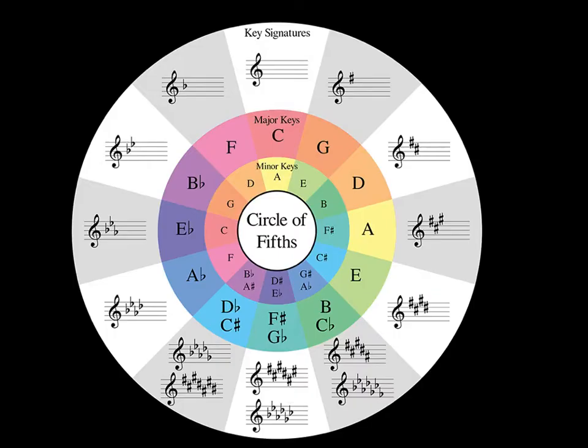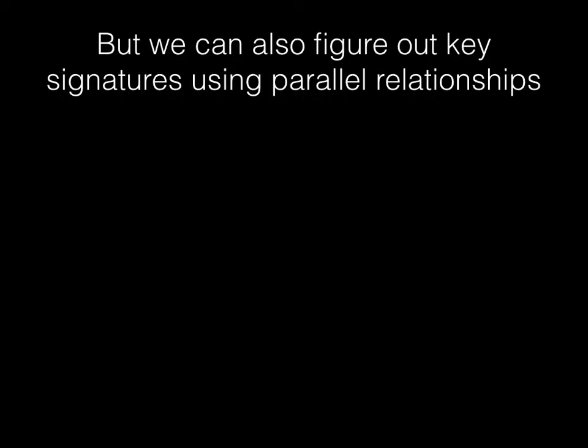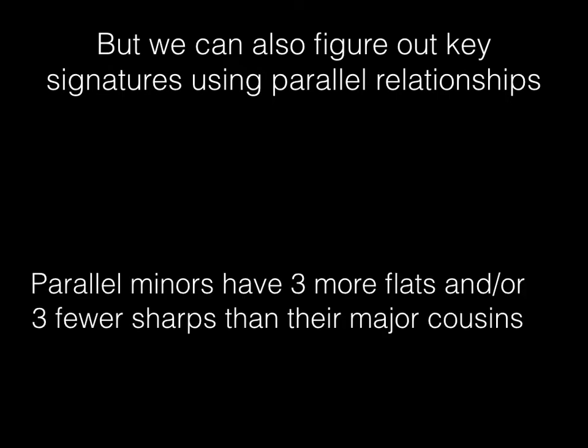And so this all together will look like this, where you've got your major keys and your minor keys having the same key signature when you align the circle of fifths in order to have the minor keys a minor third down from the major keys. But we can also figure out key signatures by using parallel relationships. Parallel minors have 3 more flats and/or 3 fewer sharps than their major cousins.